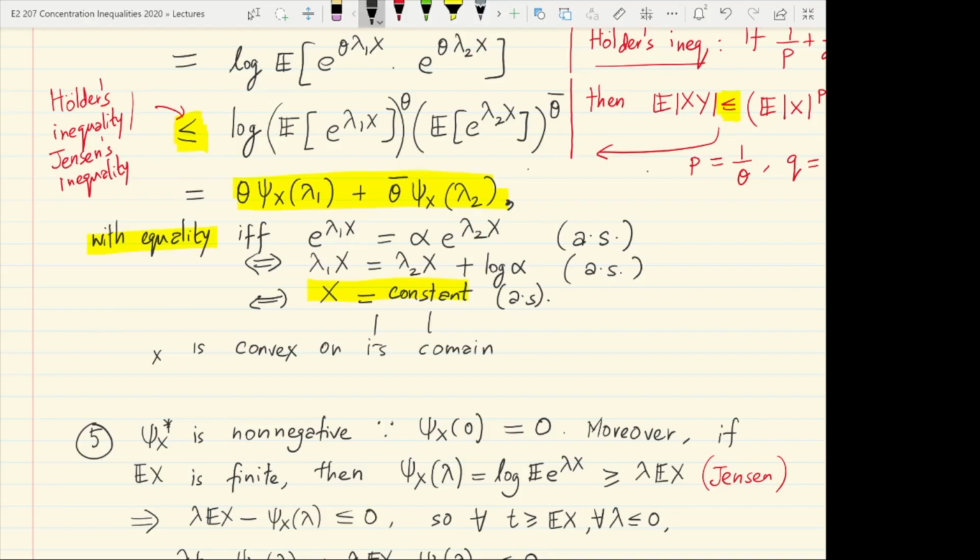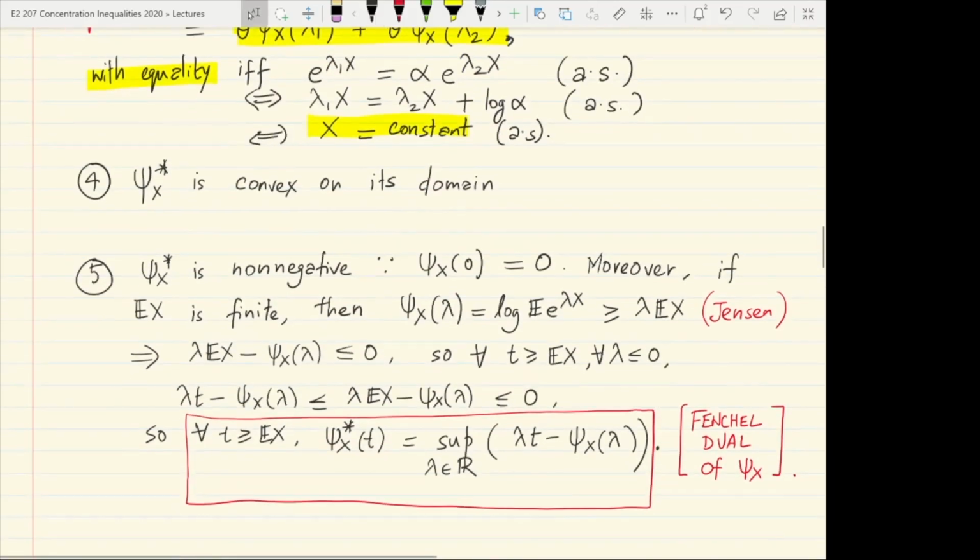The next point here is that Cx star is always convex on its domain. Okay, domain is wherever it is finite. If it's infinite, we don't bother with talking about convexity. Okay, why is this? Why is Cx star convex? The reason is actually very simple.